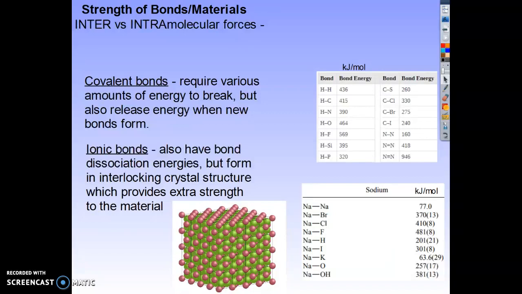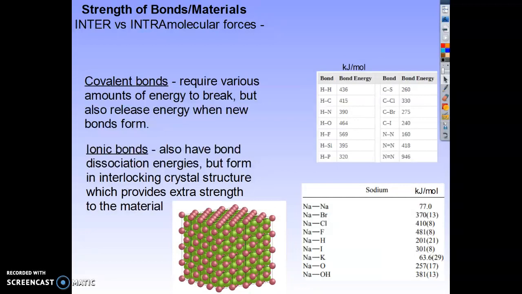In a material, we have both inter and intramolecular forces. The word inter means between separate molecules or separate formulas, compounds, and intra means within a molecule or within the formula unit. So in a covalent material, for example, the covalent bonds between different atoms are intramolecular forces because they are within the molecule, but any kind of interactions between separate molecules would be an intermolecular force.